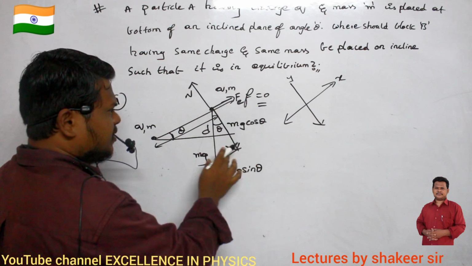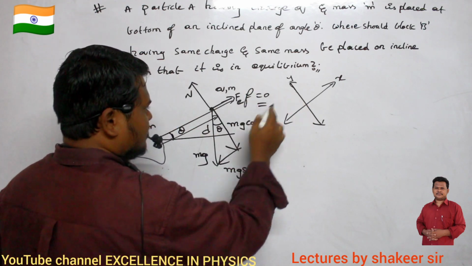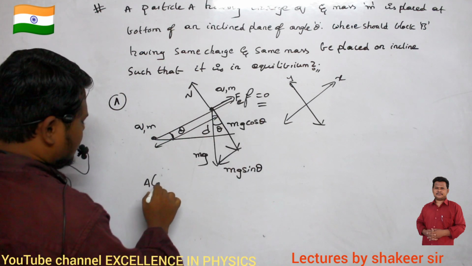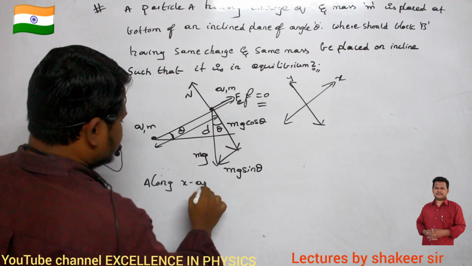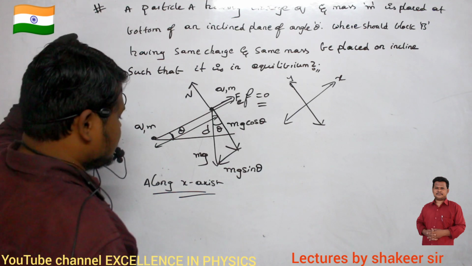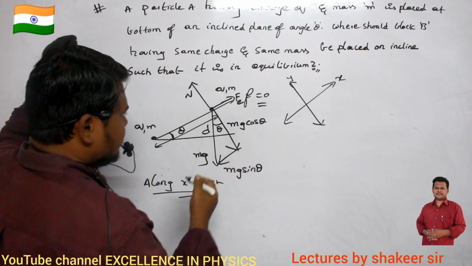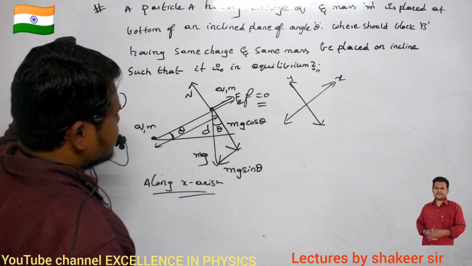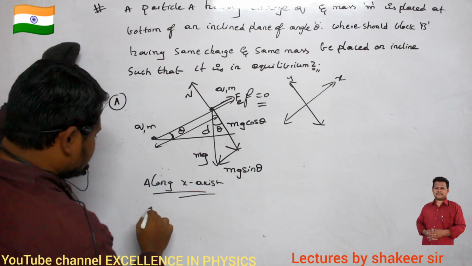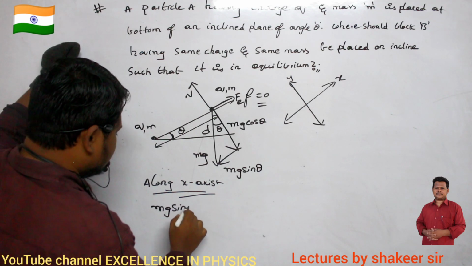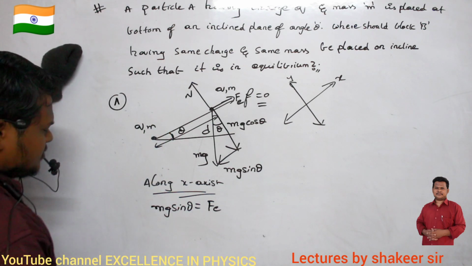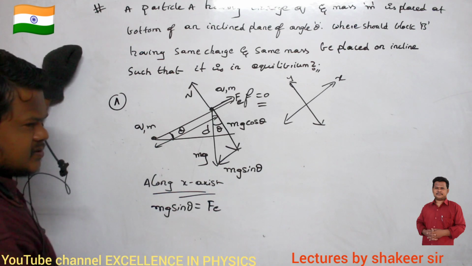So the axis perpendicular to the contact surface is the y-axis, and the axis parallel to the contact surface is the x-axis. Along the x-axis, what forces are acting? mg sin theta is acting in the downward direction. Any other force acting upward? The electrostatic force of repulsion. That's all, no? So mg sin theta is equal to Fe. This is the only force acting in the upward direction, so mg sin theta is balanced by the electrostatic force of repulsion.